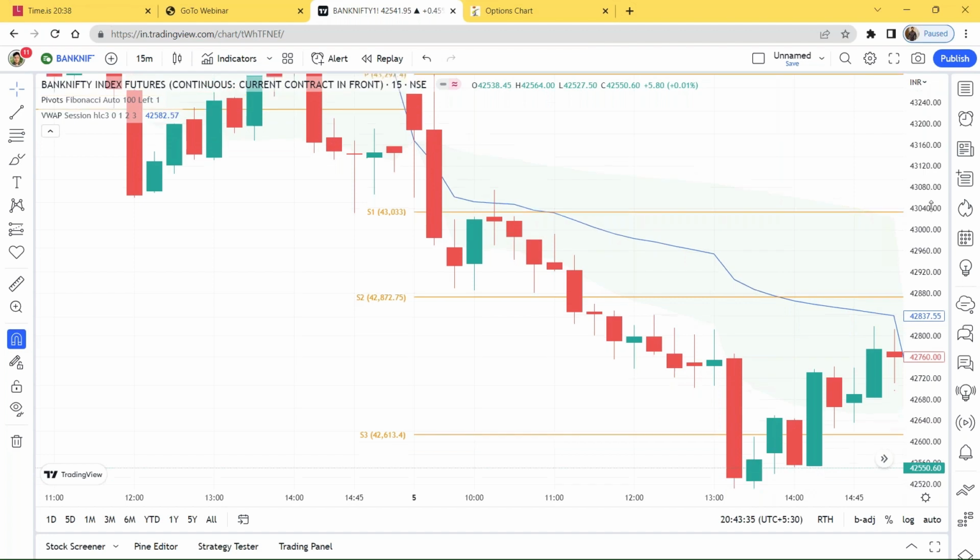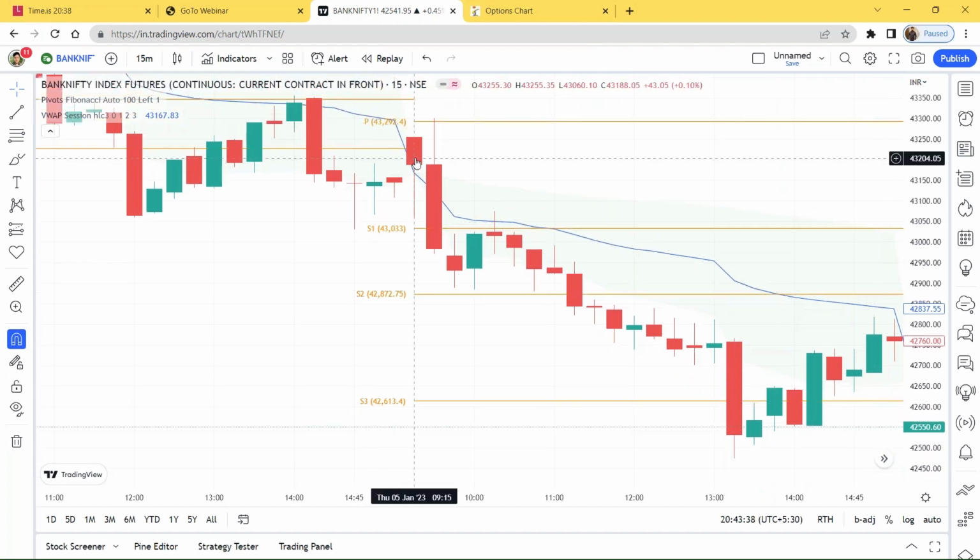Yeah, we got a trade. 5th January, this is the 9:15 candle, which has to be ignored, as you all know. The second candle, the 9:30 candle, on 5th of January, is a valid trade. The first question that arises in your mind is, why is this a valid trade?